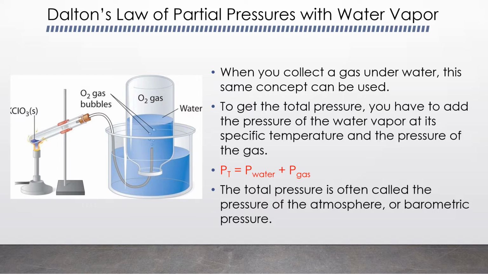Whenever you are considering the total pressure in this case, your total pressure is going to be the pressure of the gas that you're collecting, but it's also including the pressure of the water vapor that's coming off of the surface here. So your equation is going to be the total pressure is equal to the pressure of the water plus the pressure of the gas. Now, a lot of times we refer to the total pressure as the atmospheric pressure or the barometric pressure. Okay, so if we do say barometric pressure or atmospheric pressure, that means total pressure.